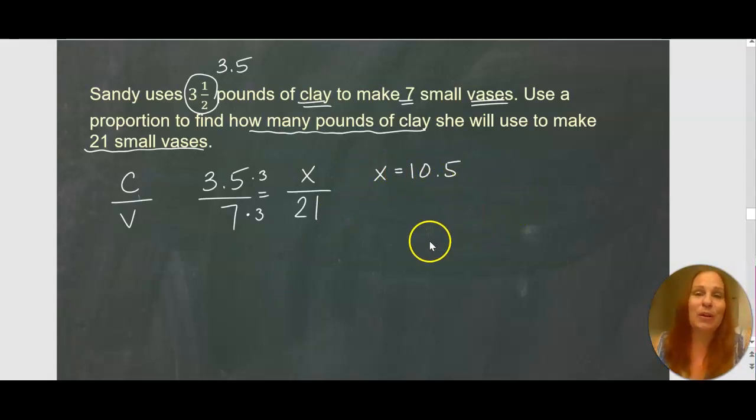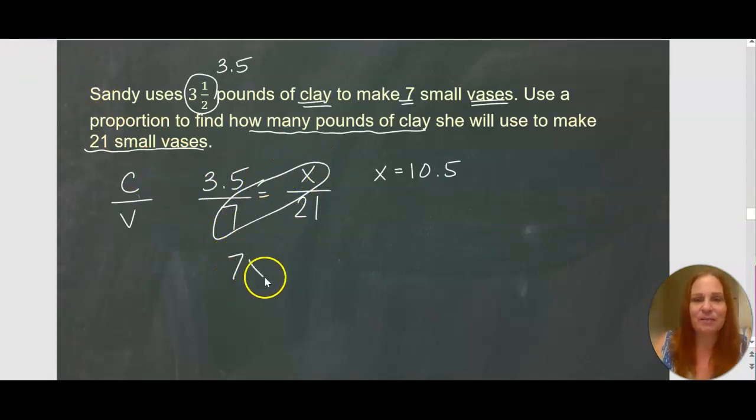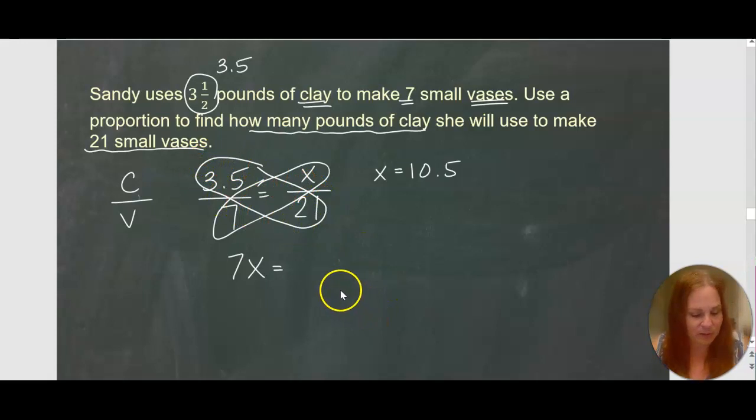For those of you who are curious and would like to see it done the other way, I can do that. So the other way that you would do it using cross products, if you wanted to write an equation, you would write 7 times x equals 21 times 3.5, which is 73.5.